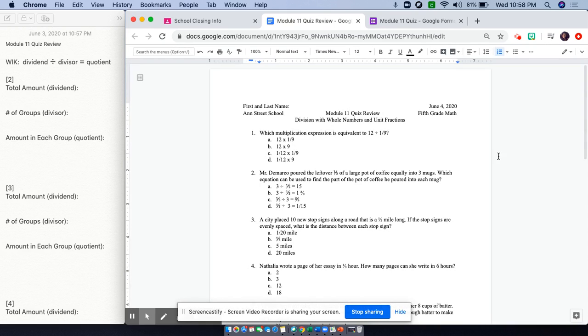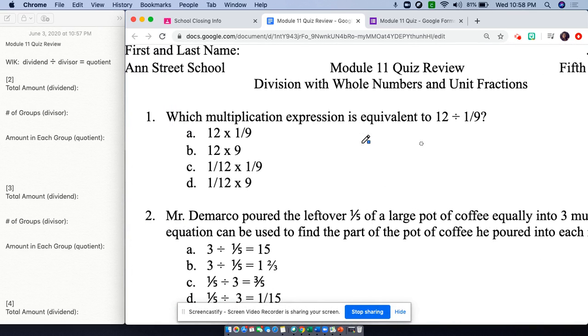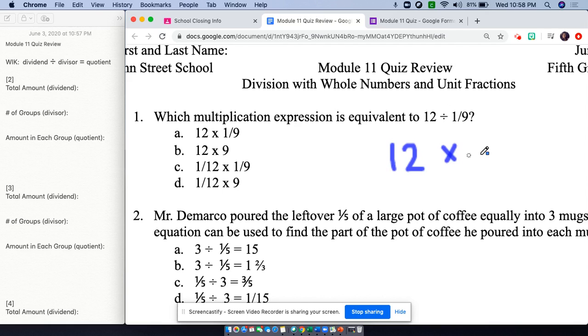For the first problem, it wants you to figure out which multiplication expression is equivalent to 12 divided by 1/9. So we're going to follow the keep, change, flip rule. I'm going to keep my dividend, 12. I'm going to change my operation from division to multiplication. And then I'm going to flip my divisor from 1/9 to 9/1.